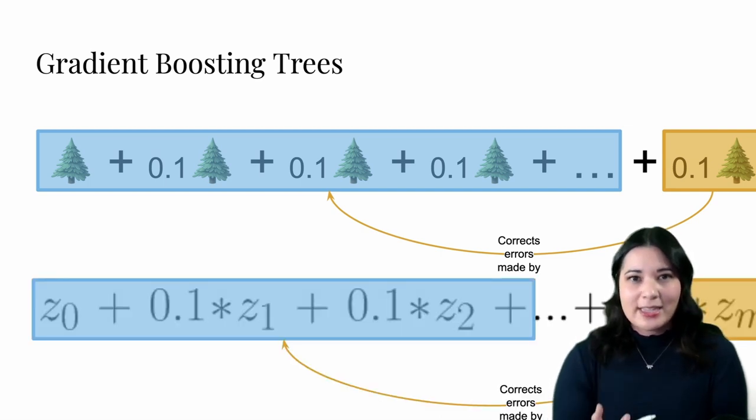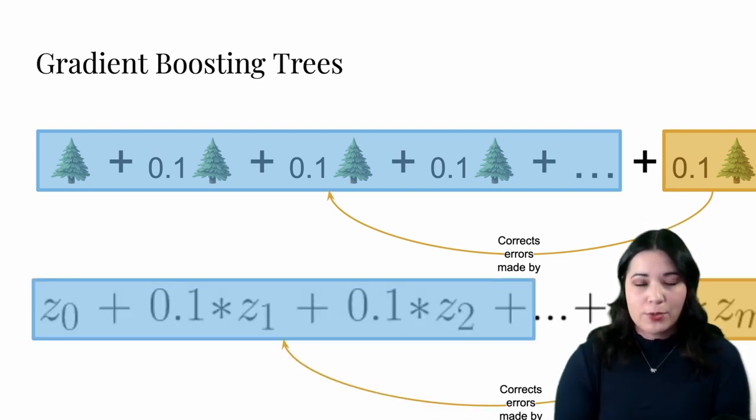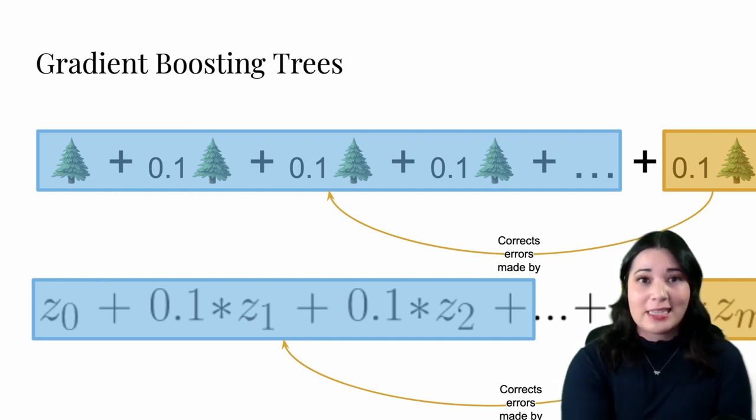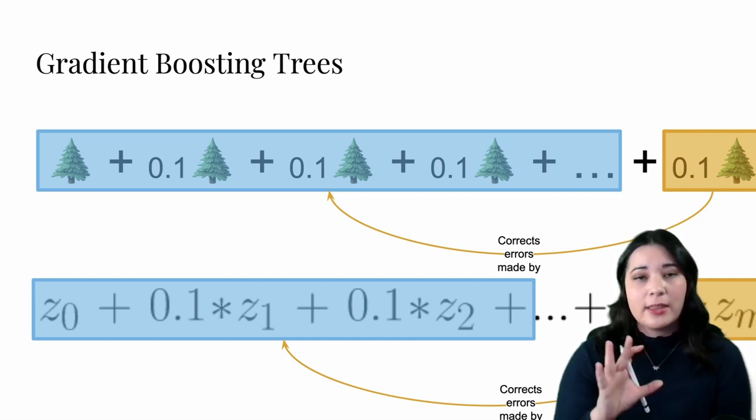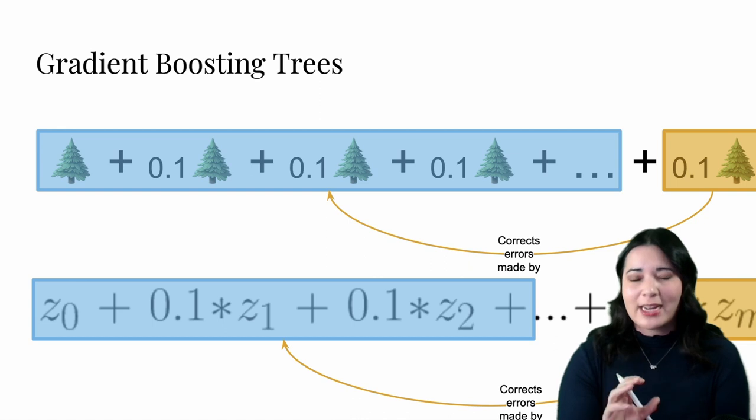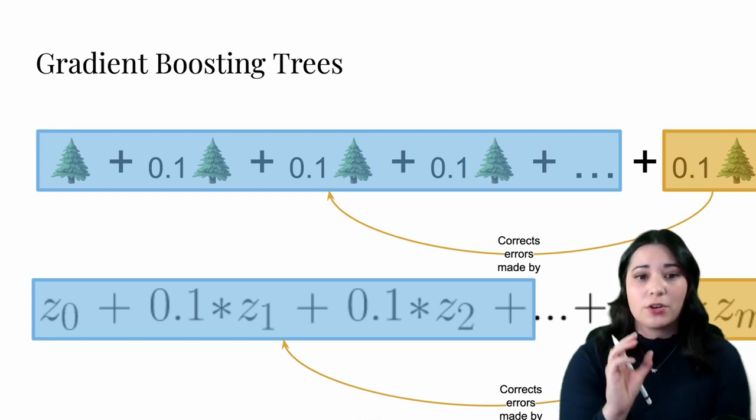So to write this a different way, in gradient boosting trees, we start off with some baseline value like Z0 in the formula on the bottom. We then incrementally add the predictions of further trees. These trees are basically trying to get us just a little bit closer to the correct guess.